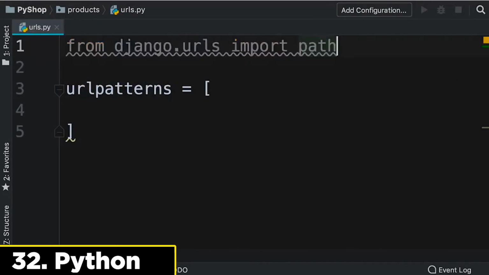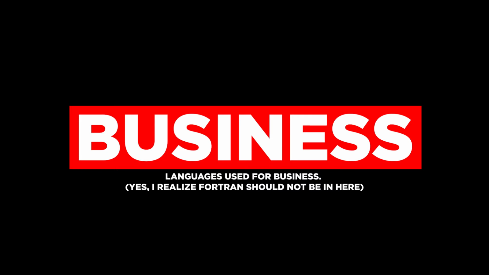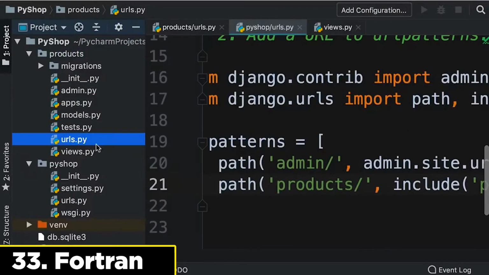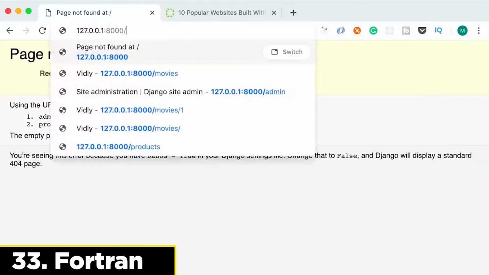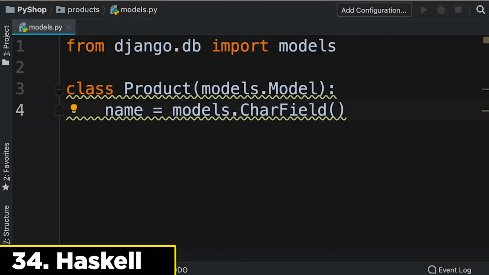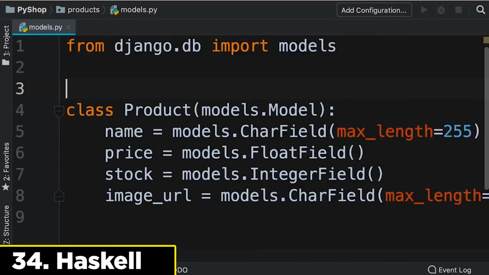Our next group is composed of the many languages used in the business industry. Fortran is one of these and is actually the oldest programming language alive. Some companies that use Fortran are Nvidia, GE, and Intel. Up next, there's Haskell. Haskell is a functional programming language that is mainly used for business logic and data analysis.